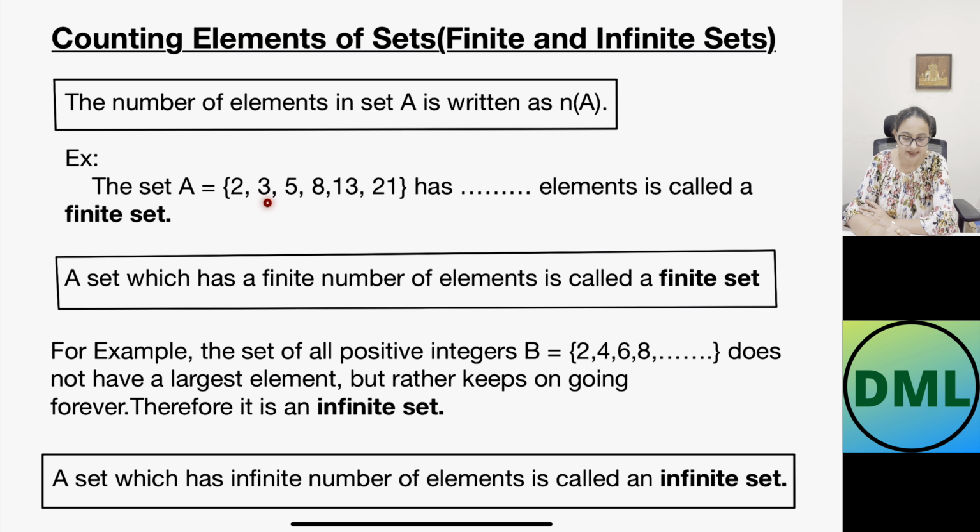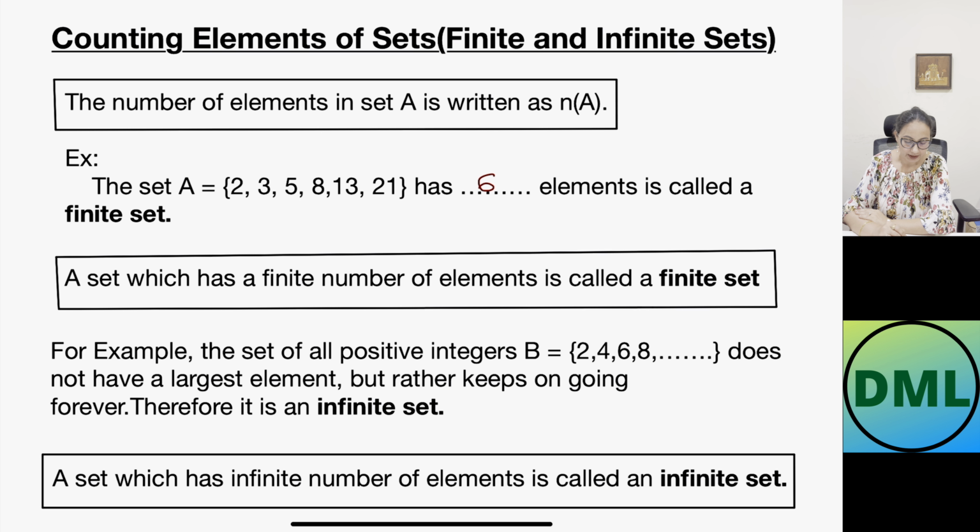This set has how many elements? Can we count the elements? 1, 2, 3, 4, 5 and 6. There are 6 elements inside it. Let's write down the answer here as 6 elements. As it has 6 elements, you can easily count it. This is why it is called a finite set. A set which has a finite number of elements is called a finite set.